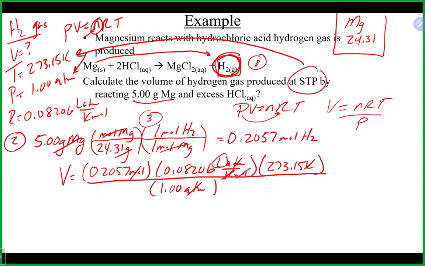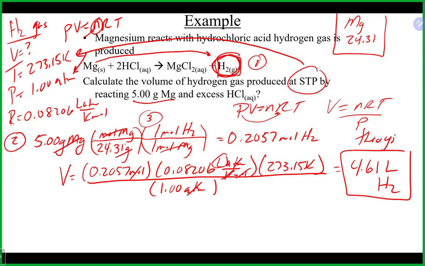So 0.2057 times 0.08206 times 273.15 is going to get us 4.61 liters of H2. This would be a theoretical yield in this case, as hydrogen in this example is a product, and what we're actually looking to figure out. First off, any questions on that calculation there? Yeah.